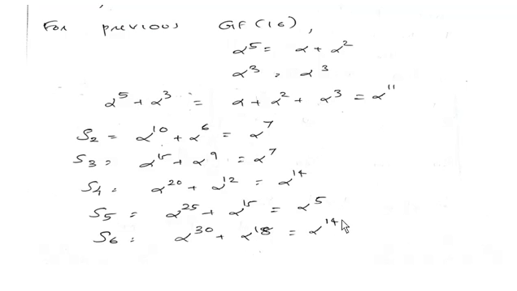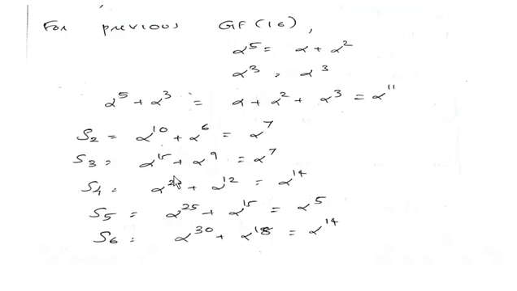So after simplification you will get alpha raised to 7, alpha raised to 7, alpha raised to 14, alpha raised to 5, alpha raised to 14, because alpha raised to 5 corresponding Galois field 16 representation is alpha plus alpha square, alpha raised to 3 is alpha raised to 3 itself, then after addition you will get alpha plus alpha square plus alpha raised to 3, that is the power of alpha raised to 11.